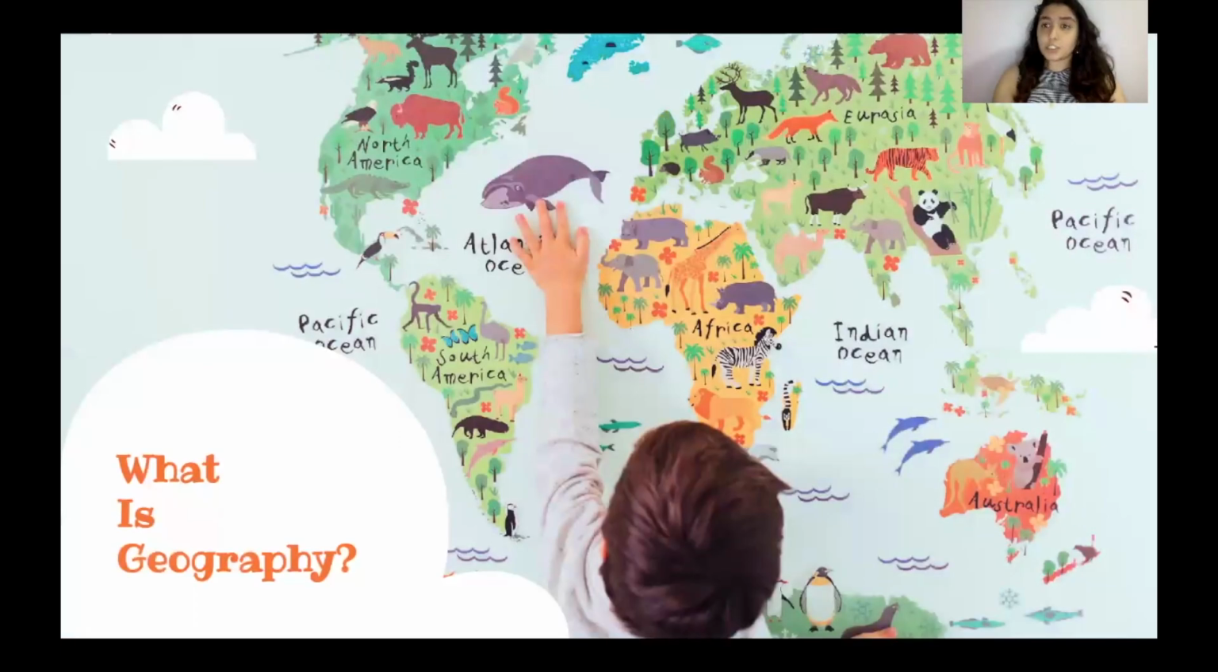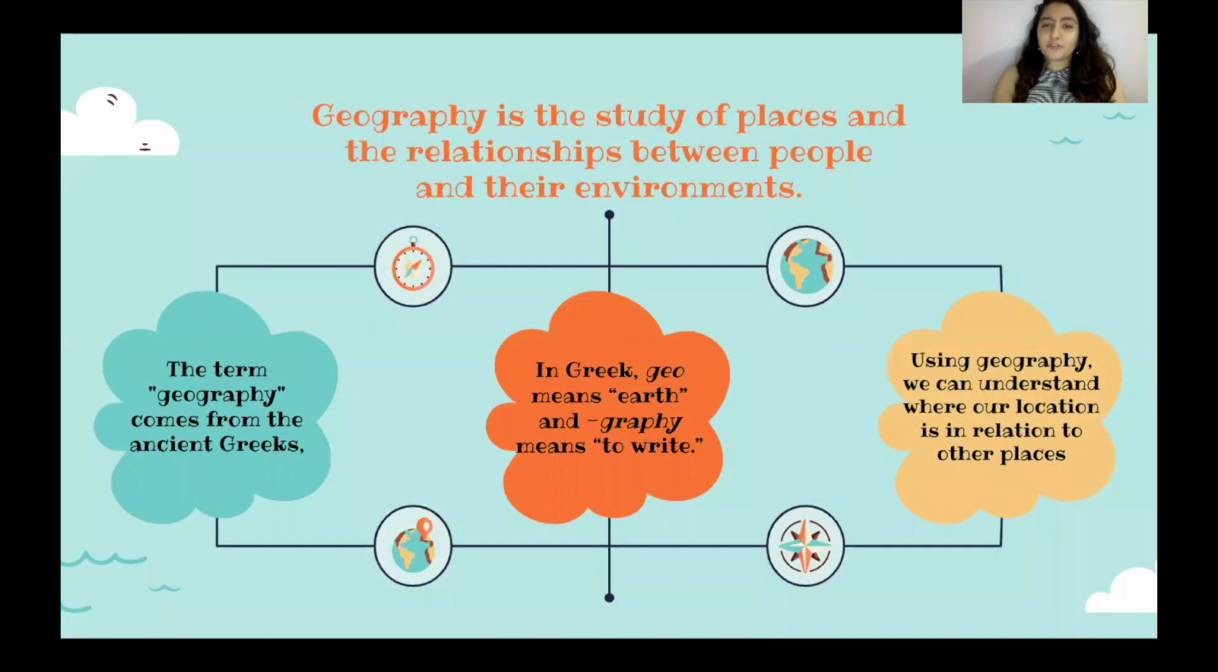So what is geography? Geography is the study of places and the relationships between people and their environments. The term geography comes from the ancient Greeks who needed a word to make sense of the writings and the maps they were using thousands and thousands of years ago. In Greek, geo means earth and graphy means to write.